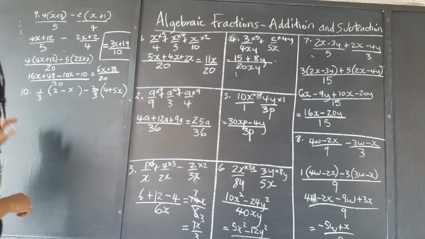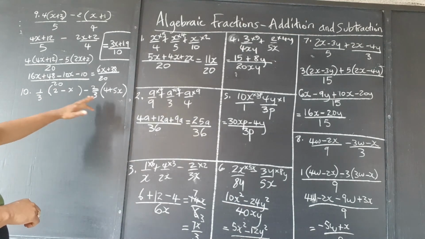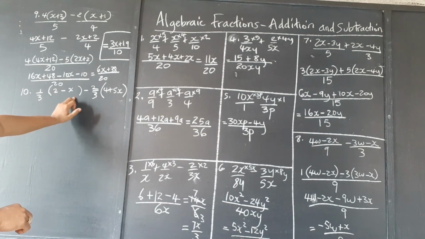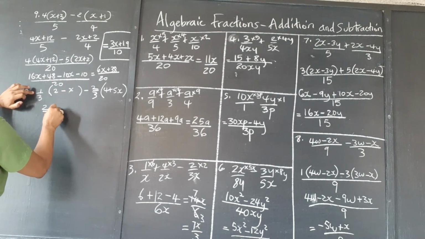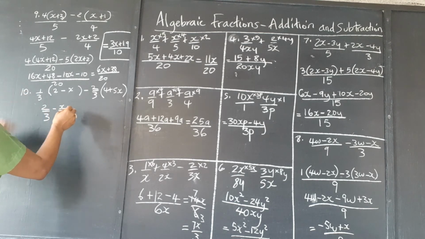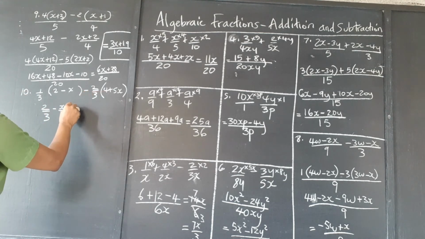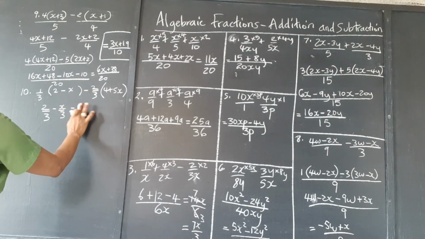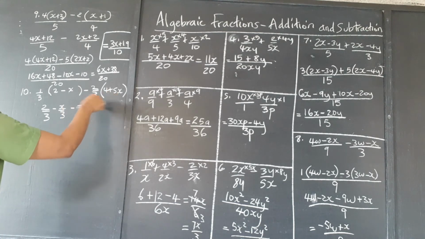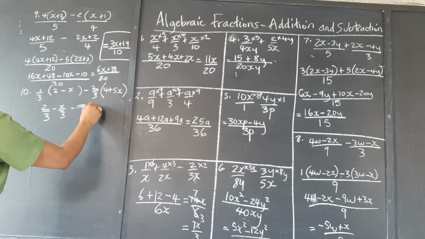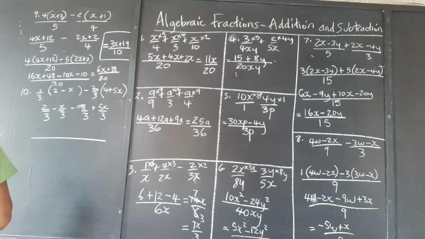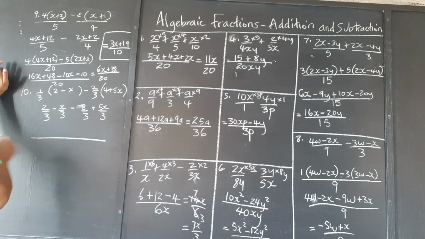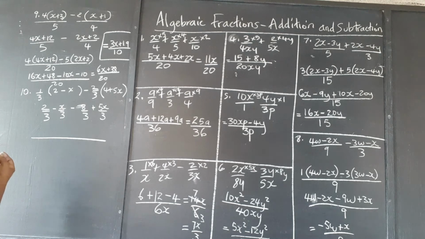Now finally, again we have some fractions out front, so we're going to expand that first. So 1/3 times 2, that's 2/3. 1/3 times negative x over 3. 2/3 times 4, that's 8/3. 2/3 times 5x, so that's 5x over 3. And now we're going to find the LCM. So they're all over 3.